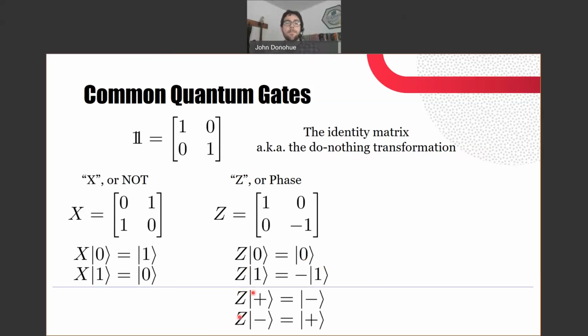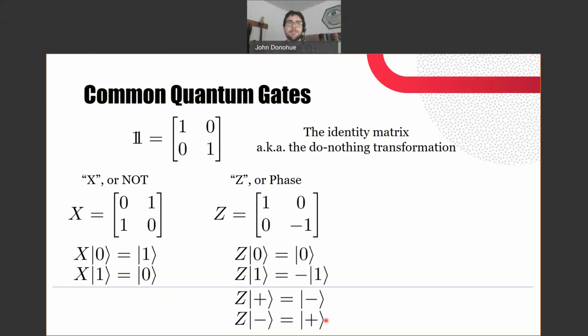Let's see what happens when I apply the Z matrix to the plus superposition state. Well, remember the plus superposition state looks like 1, 1. The first part of it gets multiplied by 1, stays the same. The second part of it gets multiplied by negative 1 and picks up that negative phase. So the 1 component of the plus state gets a negative phase. We end up with plus being transformed to minus. Similarly, minus gets transformed to plus. So it doesn't do much in the 0, 1 basis, but is the equivalent of the NOT matrix in the plus minus basis.